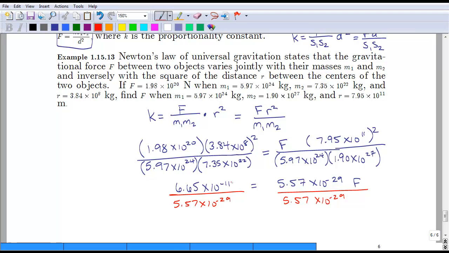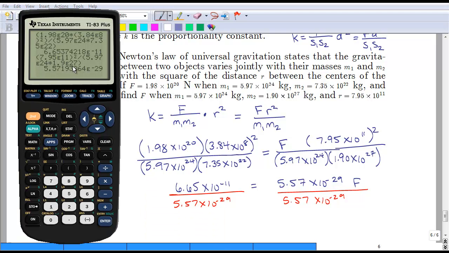And again, if we go back to our calculator, I'm going to use a few more decimal places, 6.537. Again, I'm just kind of looking up here. We have our E to the negative 11th divided by 5.5719. We could have just used second answer. E to the negative 29th. If we use second answer, we don't have to type all this in. And we end up with 1.19 times 10 to the 18th.